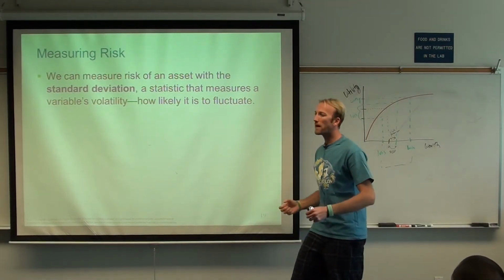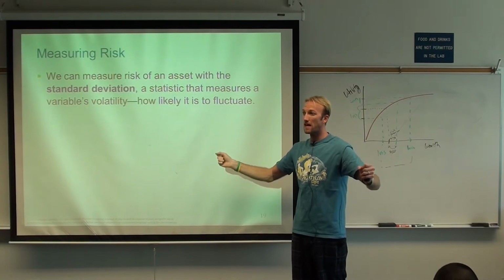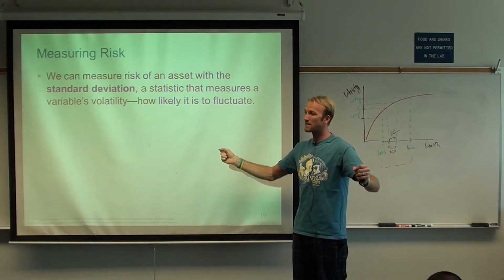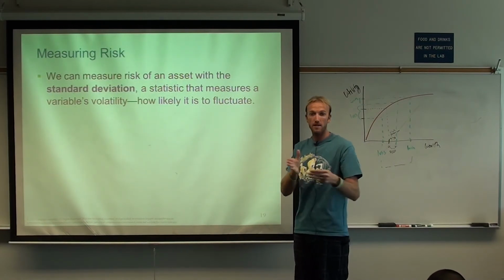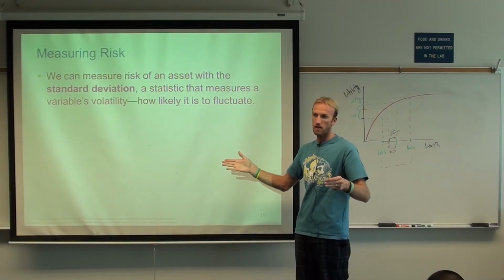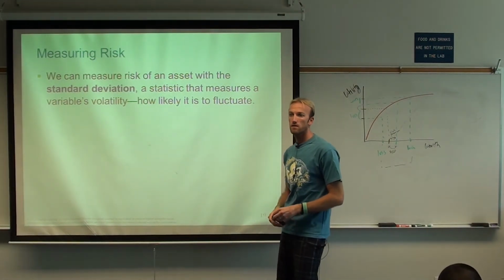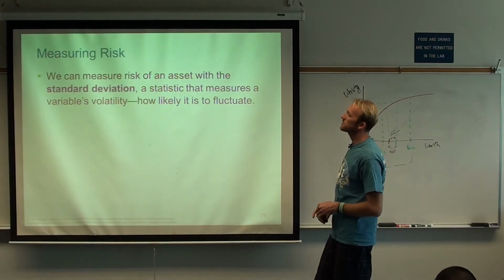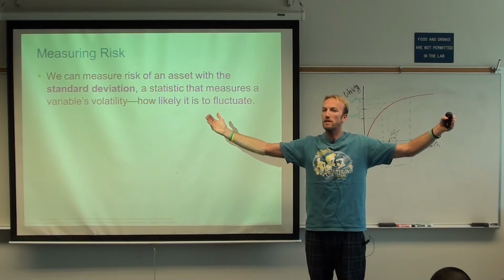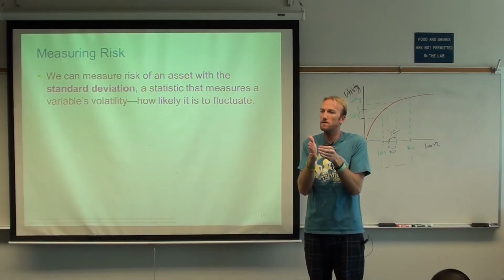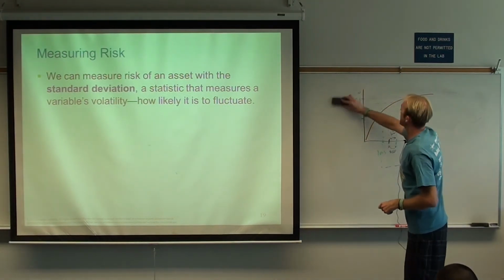So let's say I expect a stock to pay me back 4% per year, but it has a standard deviation of 10%. That means that in any year, on average, it could be anywhere from 4 plus 10 to 4 minus 10. Right? It could be anywhere from 14 to negative 6. That's what the standard deviation means. So the bigger the standard deviation, the riskier it is. A small standard deviation means it's not risky.